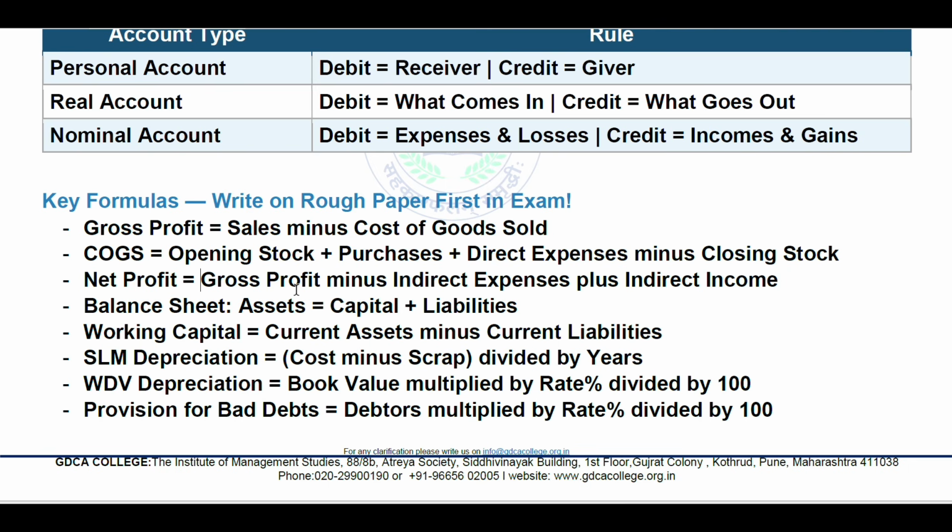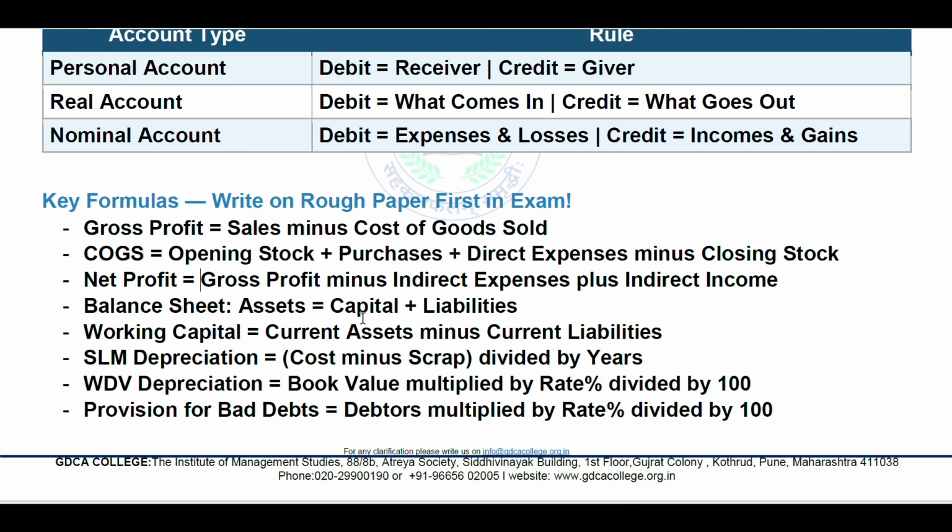That is paper number 2 on day 1, on 26th May 2026. Gross profit is equal to sales minus cost of goods sold. COGS is cost of goods sold, which is equal to opening stock plus purchases plus direct expenses minus closing stock. Net profit is equal to gross profit minus indirect expenses plus indirect income.